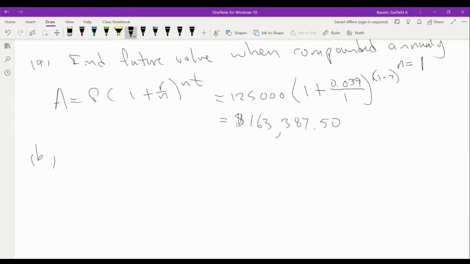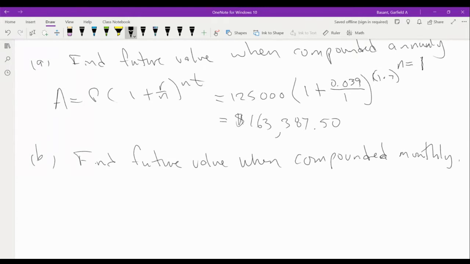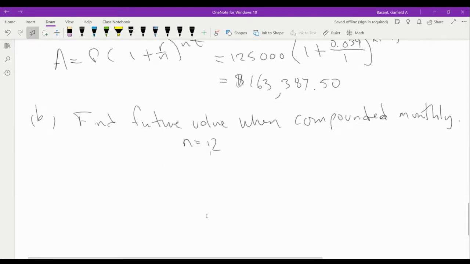All right, let's look at part B. I'm not going to do part B or C, but it says find the future value when compounded monthly. So what's the difference between this and part A? N is equal to 12. So that's all we're doing for part B. We're just changing N, right? And doing the calculations over.